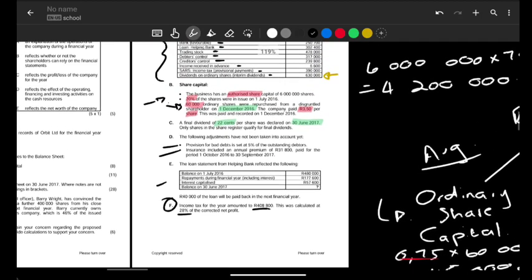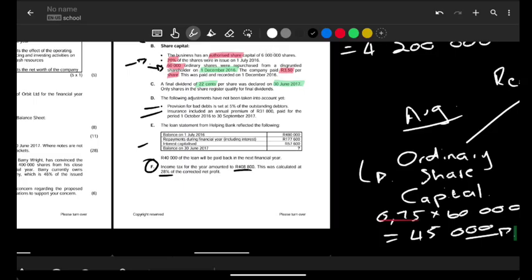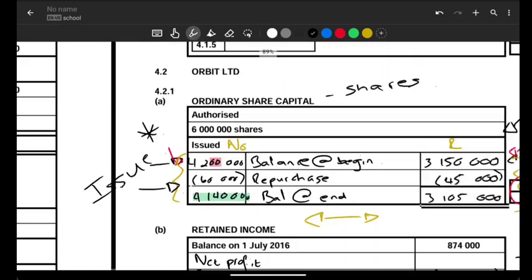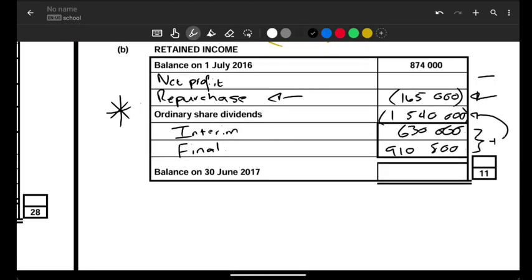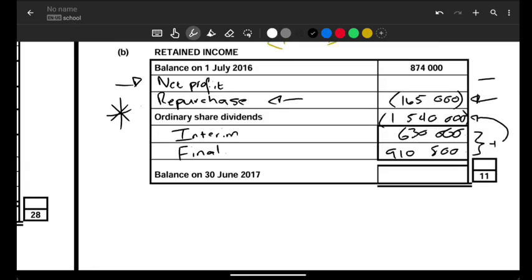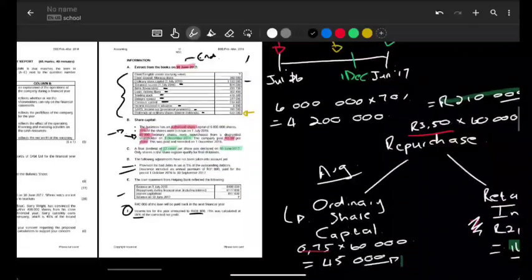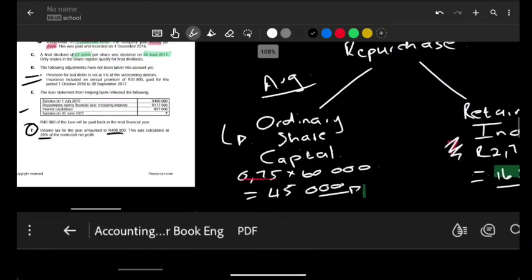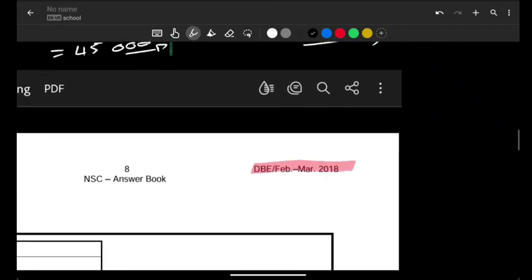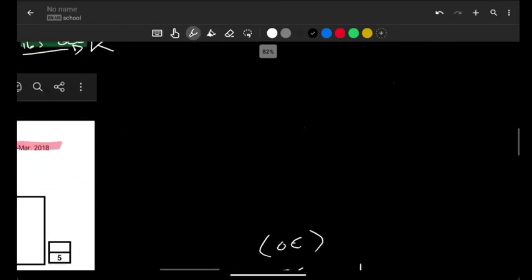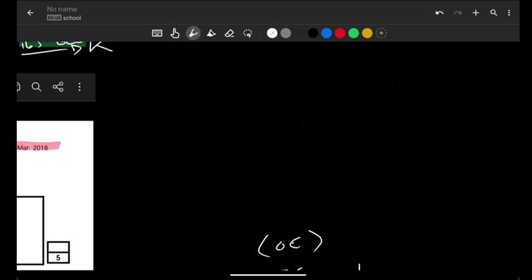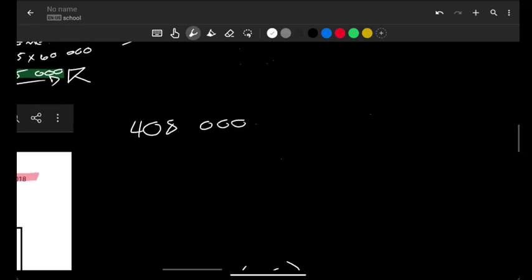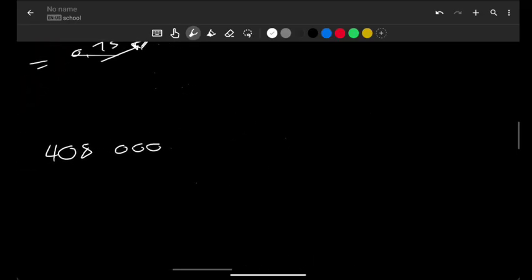So you're supposed to calculate your net profit, the one that you're supposed to put in your retained income, given your income tax. So how do you do that? Income tax is 408,000. You're supposed to use 408,000 to get your net profit.